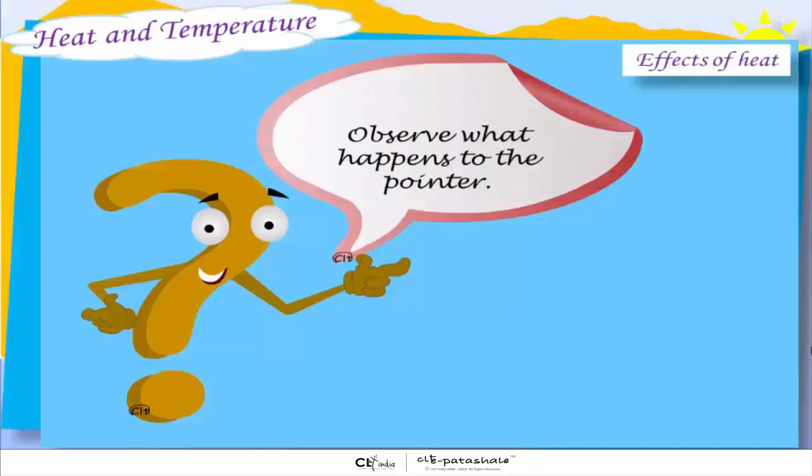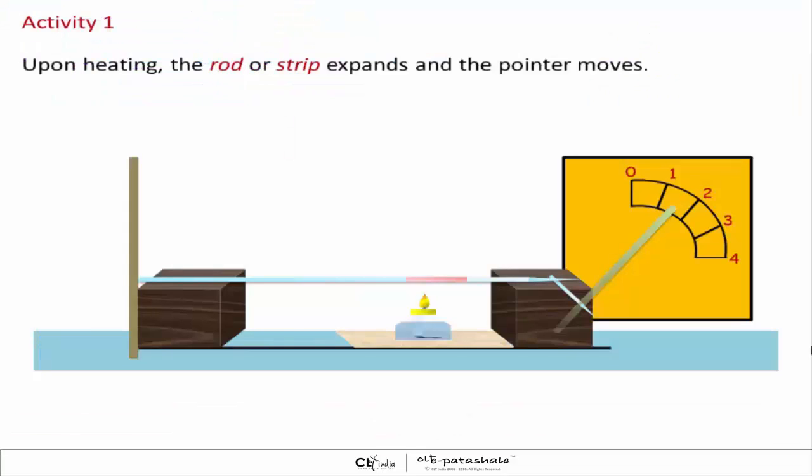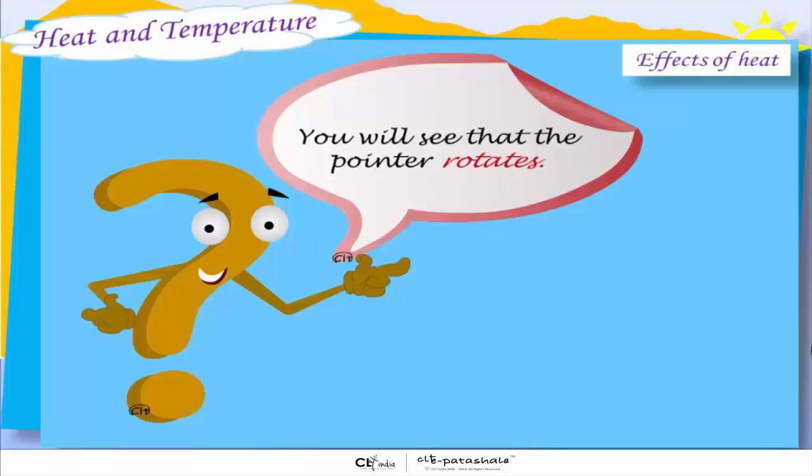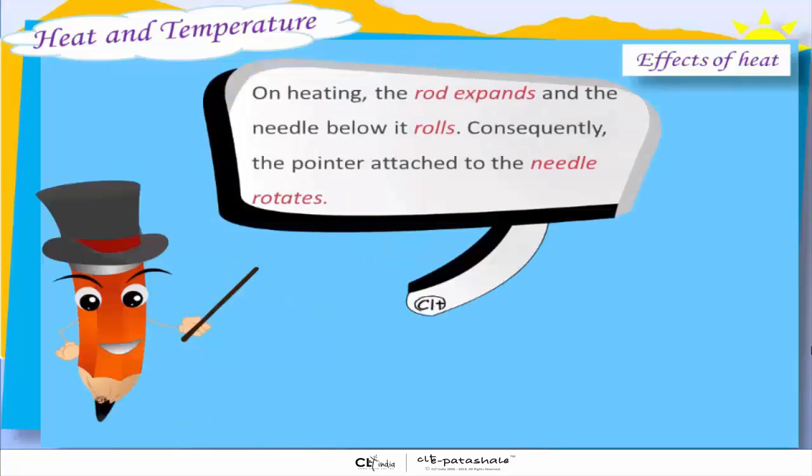Observe what happens to the pointer. Upon heating, the rod or strip expands and the pointer moves. You will see that the pointer rotates. On heating, the rod expands and the needle below it rolls. Consequently, the pointer attached to the needle rotates.